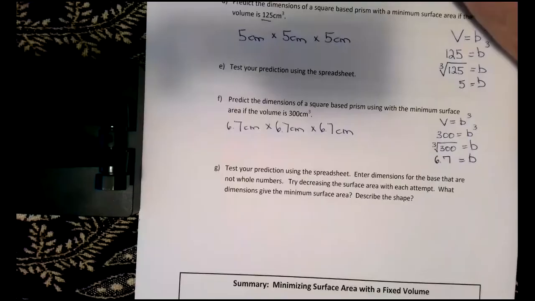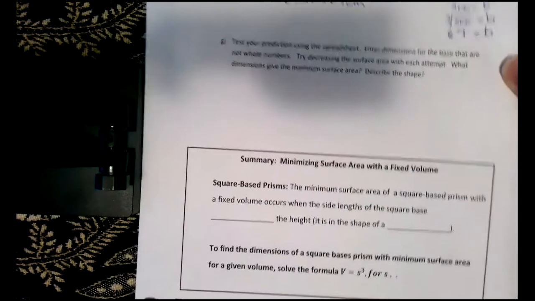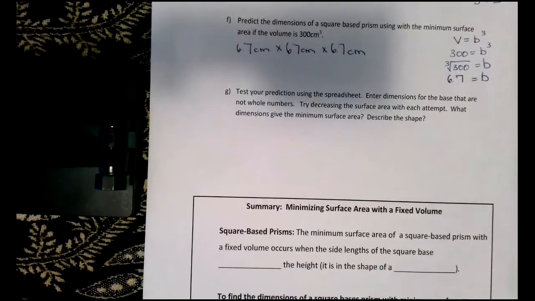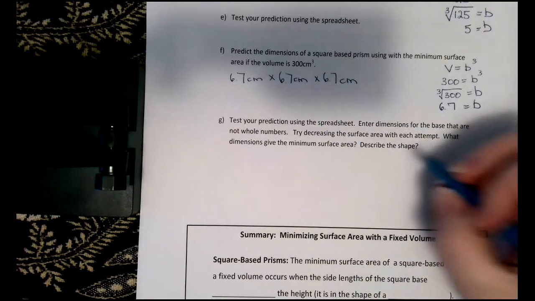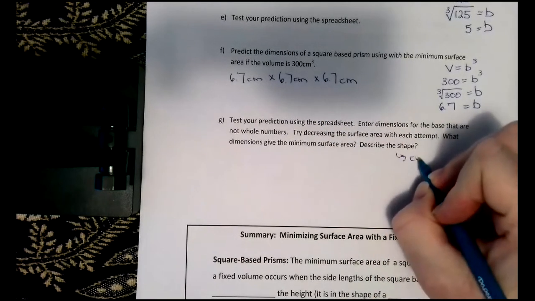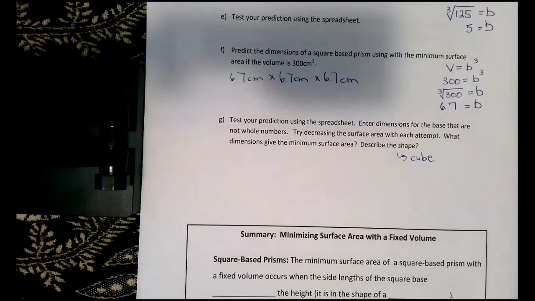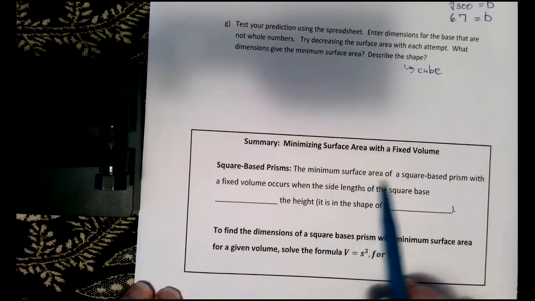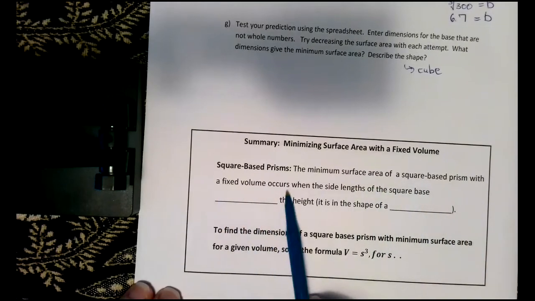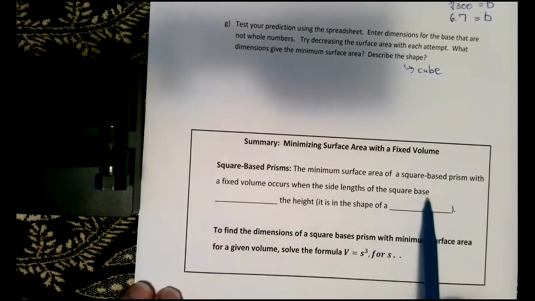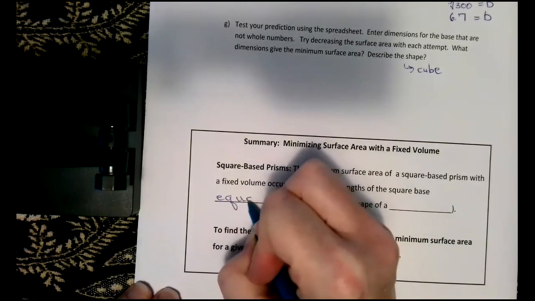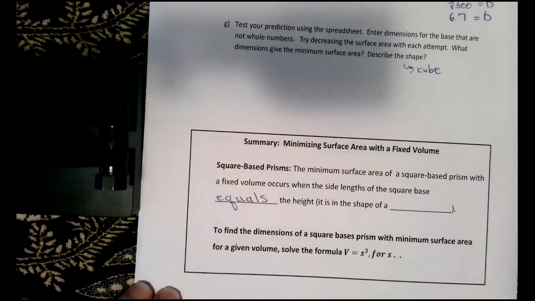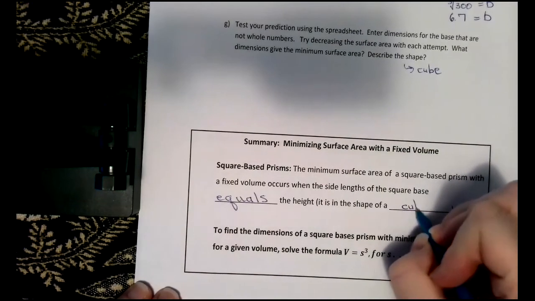So let's go back to our handout. So it says, so we tested it, and it was 6.7 by 6.7, and again, the shape is a cube, okay? So then we've got just a quick summary here. So it says the minimum surface area of a square base prism with a fixed volume occurs when the side lengths of the square base equals the side length of the height. And it's going to be in the shape of a cube.